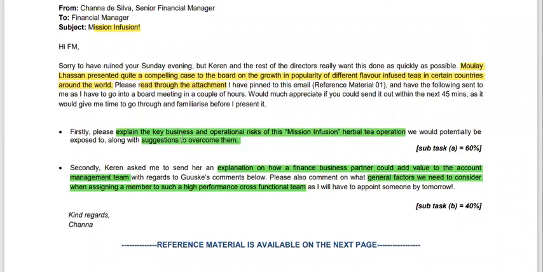You are supposed to explain the key business and operational risks of the mission infusion herbal tea operation. So as I highlighted earlier, we are introducing a new product to the market after 5 years. So in such a context, what are the business and operational risks which our company is going to face? That's the first part of your question. And the second part is, you are supposed to make suggestions to overcome each of these risks. So you are supposed to highlight the business and operational risks of the new venture, and provide solutions for each of the risks which you have highlighted in your answer as well.